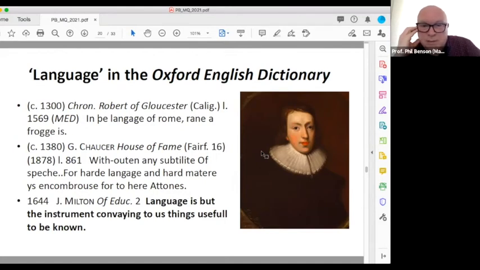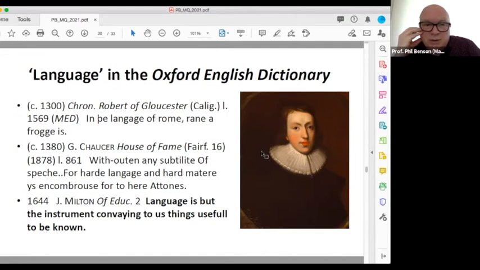One is to refer to the language of a specific place or of a specific person as being different to your own language. So the first one there is from Robert of Gloucester, and he's saying, I'll put it into modern English, in the language of Rome, a rana, a frog is. So he's saying that the word for frog in Rome is rana. So that's referring to a specific language, the language of Rome.